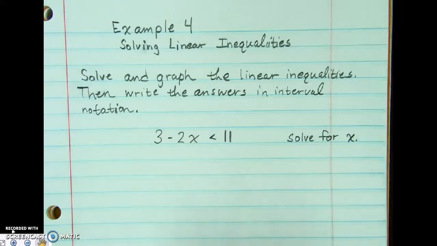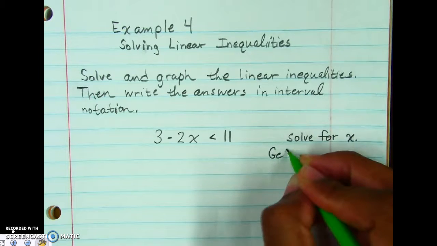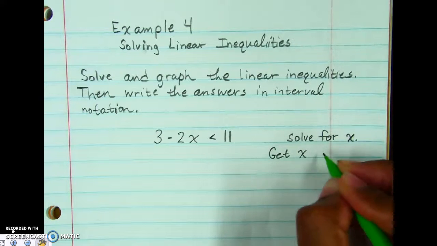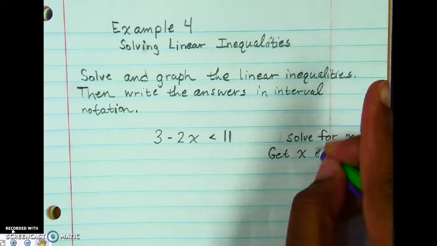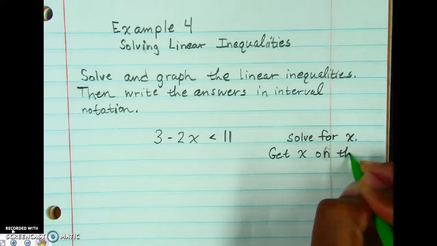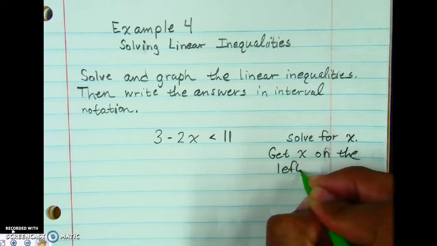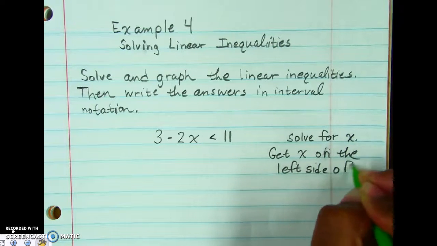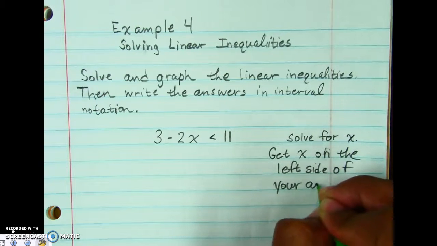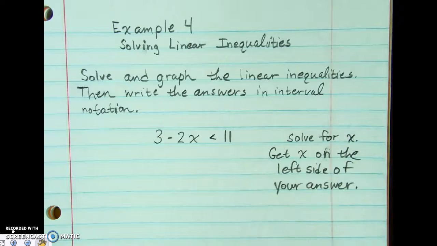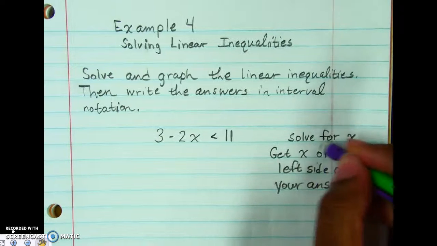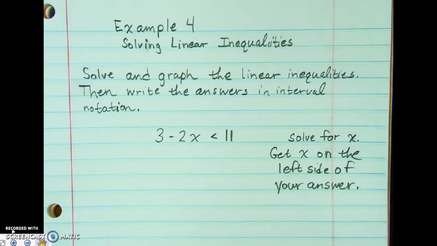And again, here the best thing to do is get x on the left side of your answer. So you're always trying to get x on the left side of your answer every single time. The way I do it, I always get it so that x stays on the left side the whole way through. But if you do it a different way, just make sure at the end that you flip everything around, including the inequality sign, to get x on the left side.